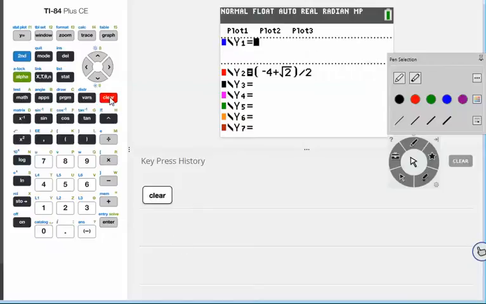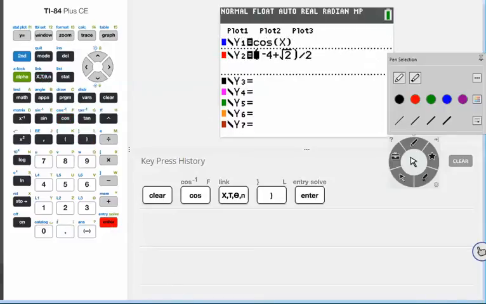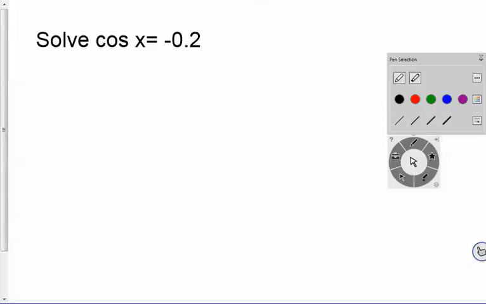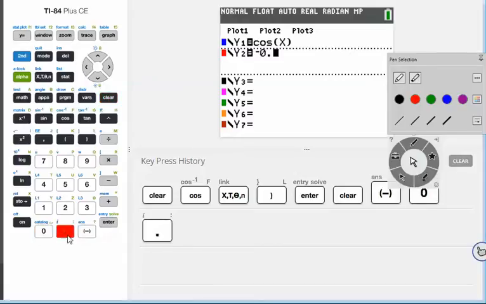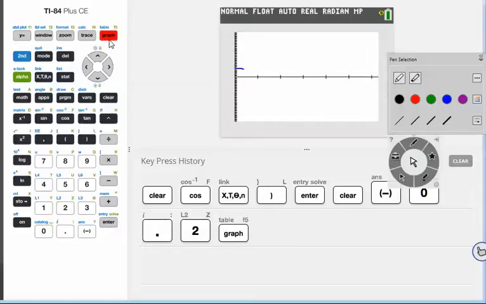graphing calculator. So you put in the cosine of x, and you put in negative 0.2, and then you hit graph. When you do that, you're looking at this negative 0.2. It looks like it crosses in two spots because my window is from 0 to 2 pi.